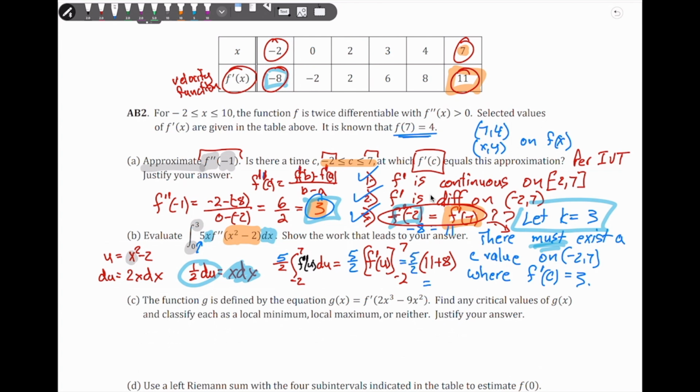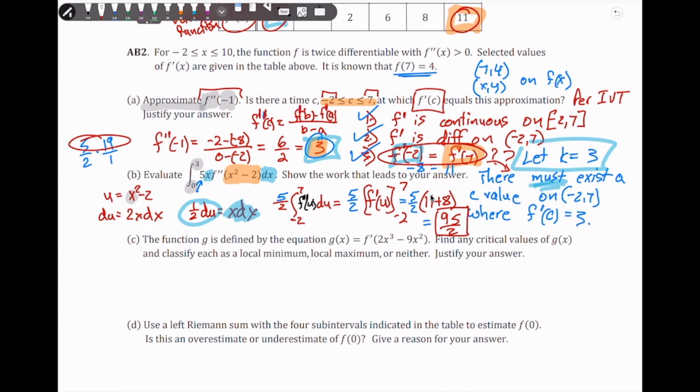So we have 5/2 times 19. We know 19 and 2 do not cancel. Okay, they're not reducible there. So we're just going to multiply 5 and 19 to get 95 over 2. So 95 over 2 would be the answer for part B. All right, so let's go ahead and move on.